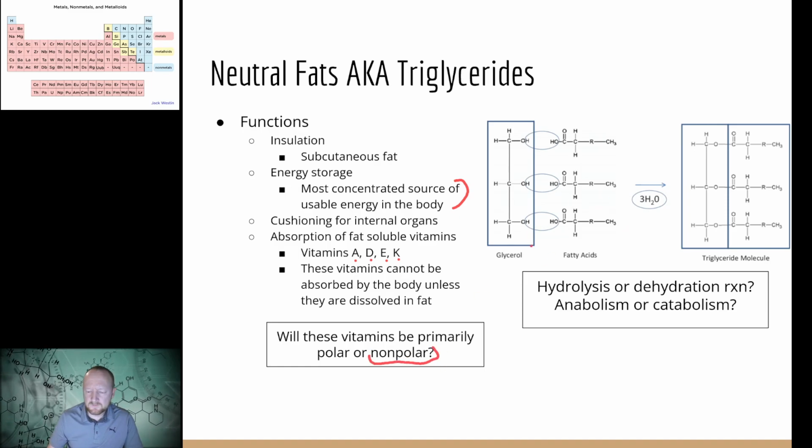When we talk about these, we have to talk about monomers and polymers. Fats are unique because they have two monomers, and these monomers are not just one carbon or one hydroxide.